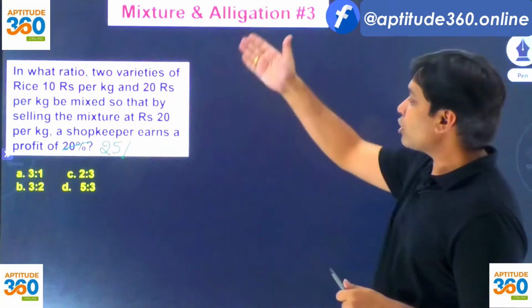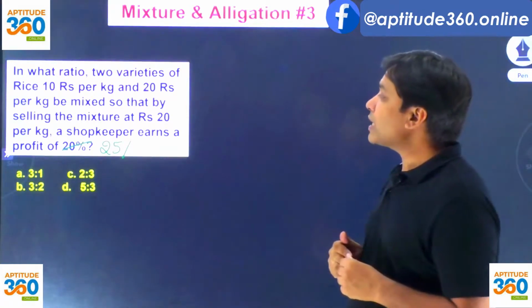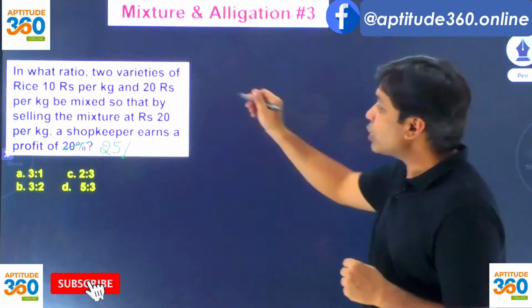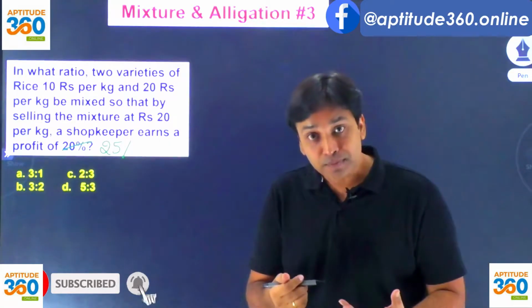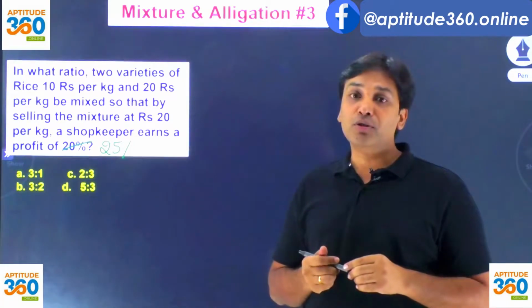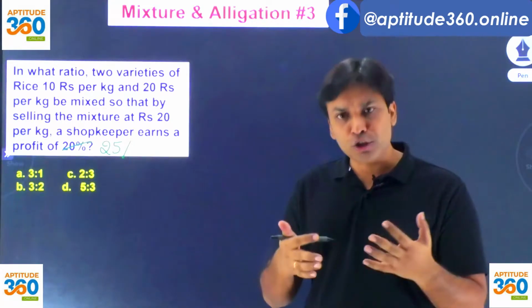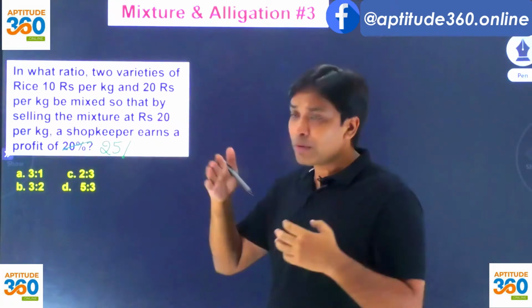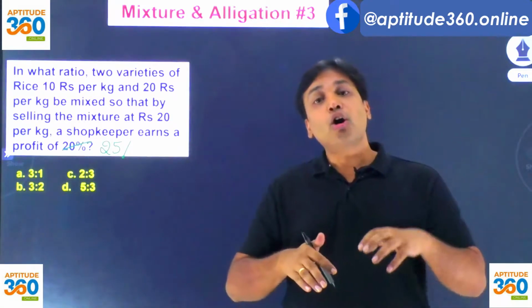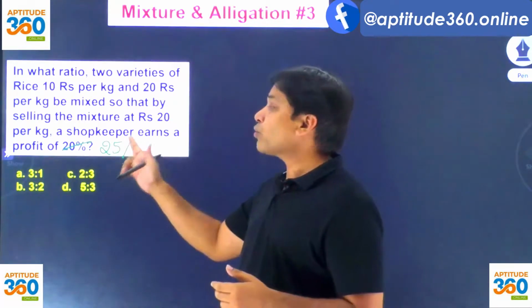So let us try to solve this very first question out here. It says that in what ratio two varieties of rice, 10 rupees per kilogram and 20 rupees per kilogram, should be mixed. Now you're mixing two varieties and their cost prices are given to you, that's 10 rupees per kilogram and 20 rupees per kilogram. These are the cost prices, right? And problem tells you that they are being mixed और उस mixture को बेचा गया, 25% profit पे बेचा गया.